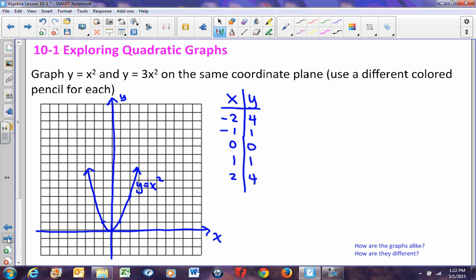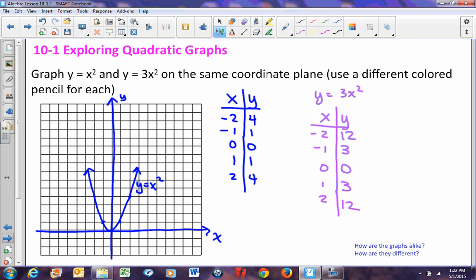Now I'm going to use purple to do y equals 3x squared. Again, I'm going to make a small quick table of values. I'm still going to use -2, -1, 0, 1, and 2. If x is -2, -2 squared is 4. 4 times 3 is 12. If x is -1, -1 squared is 1. 1 times 3 is 3. If x is 0, 0 times 3 is still 0. If x is 1, 1 squared is 1, times 3 is 3. If x is 2, 2 squared is 4, times 3 is 12.